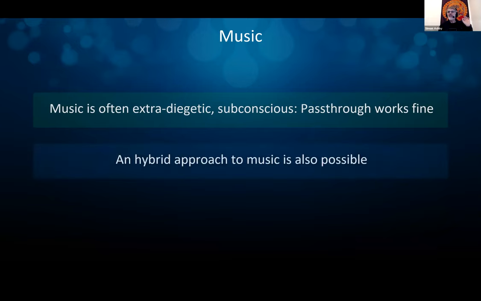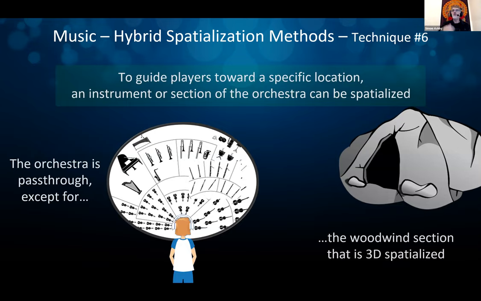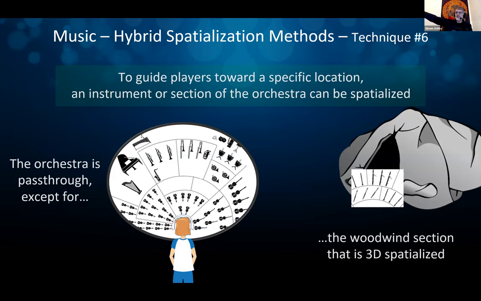But sometimes they were adding an element of spatialization to their music, and I extracted two examples that are quite cool. In the first one, they had an orchestra playing, and it's pass-through, which is fine, but they needed a way to draw attention to a certain place, and the example was a cavern. So they put a game object at the entry of the cavern and attached the woodwind section to that game object. It's still the same score, the same music playing, and everything plays on your head except for the woodwind section, so you're drawn into looking at what's happening with it. That was a way for them to guide the player toward that location.